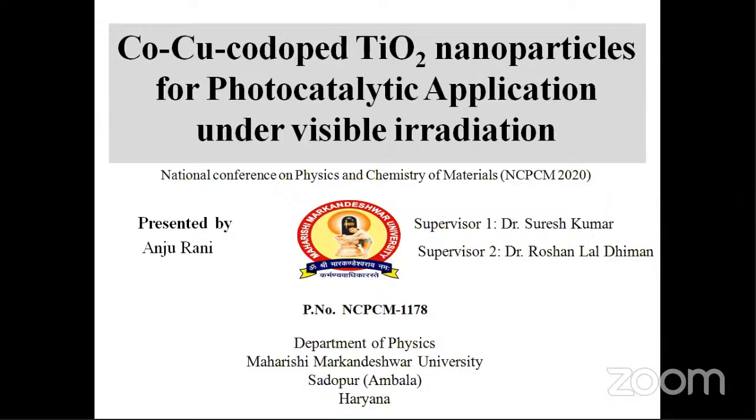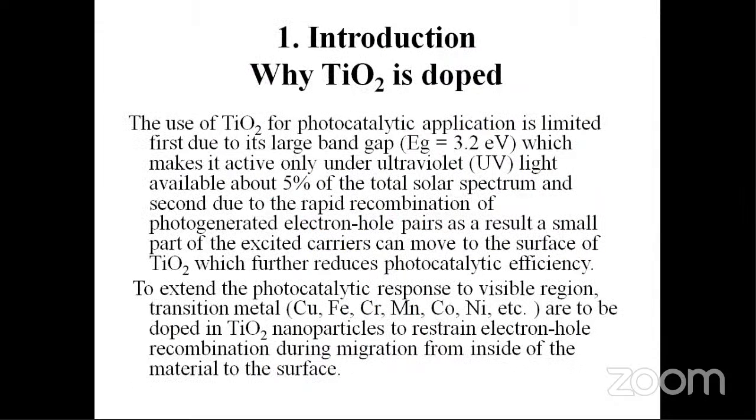The use of TiO2 for photocatalytic application is limited. First, due to its band gap, it is active only under ultraviolet light, which is available in about 5% of the total solar spectrum, and second, due to rapid recombination of photo-generated electron-hole pairs. As a result, only a small part of excited carriers can move to the surface of TiO2, which further reduces photocatalytic efficiency. To extend the photocatalytic response to the visible region, transition metals are doped in TiO2 nanoparticles to restrain electron-hole recombination during migration from inside of the material to the surface.